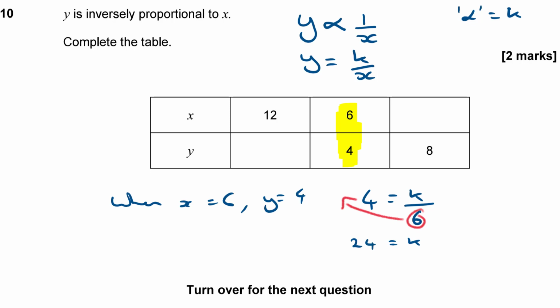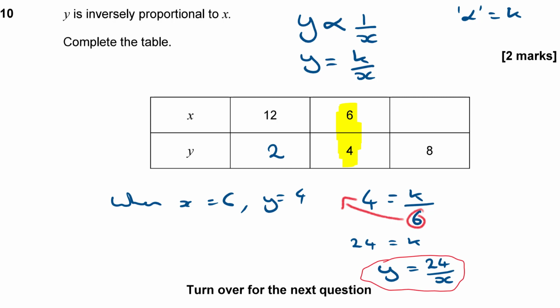Okay, so my complete equation then is going to be y equals k, which we've now found to be 24, over x. So now this is my complete equation, which I can then use to find my other values. So if x equals 12, then y is 24 over 12. 24 divided by 12 is 2. So when x is 12, y is 2.